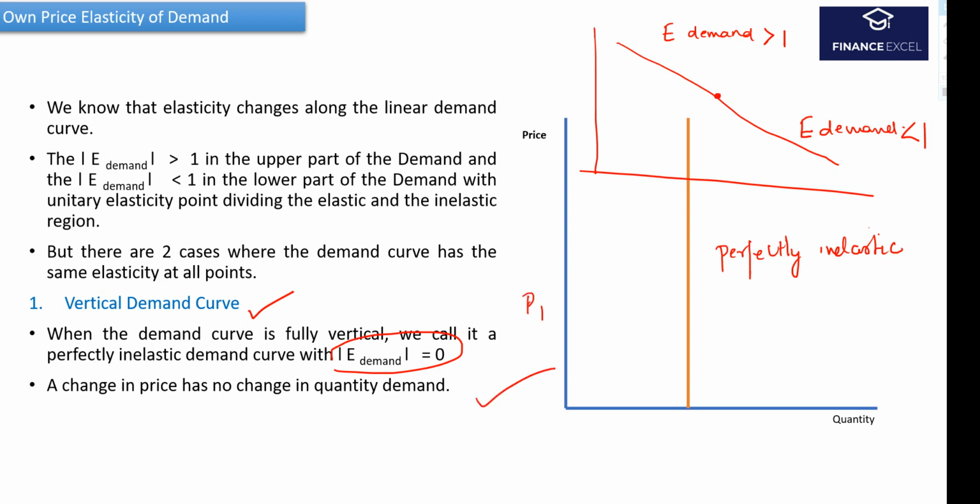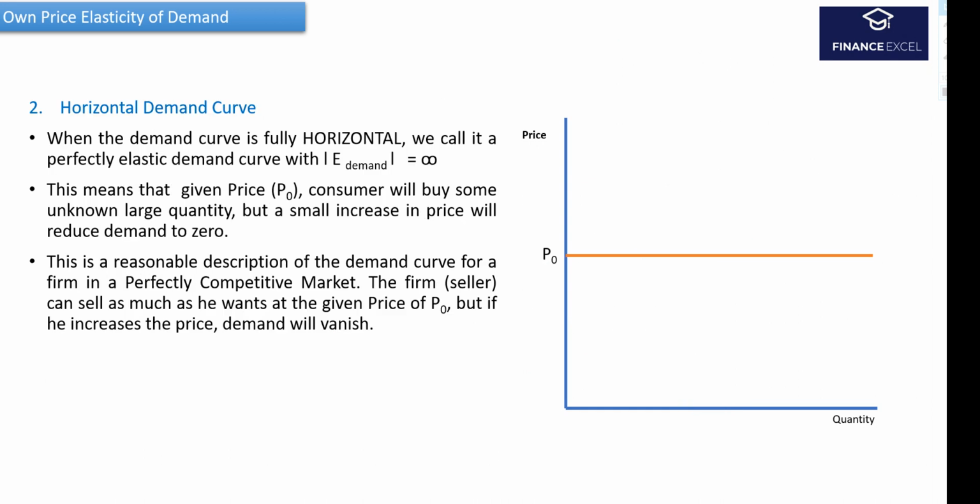So at P1, quantity demanded is Q1, right? At P2, if price increases from P1 to P2, still the quantity demanded won't change. It would still be Q1. And say if the price decreased from P1 to say P0, still the quantity demanded will be Q1. It won't change, right? There is no change in quantity demanded when the price changes.